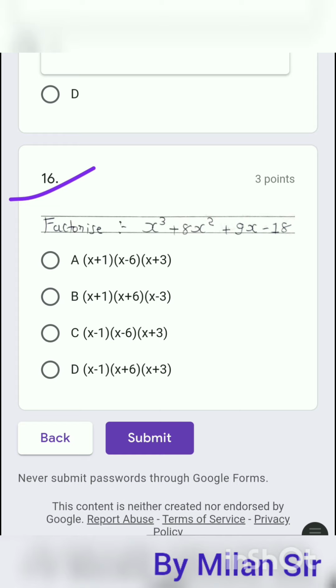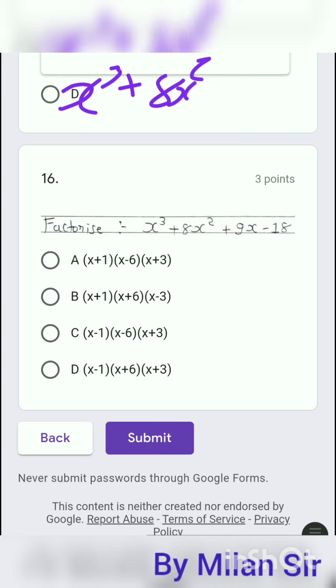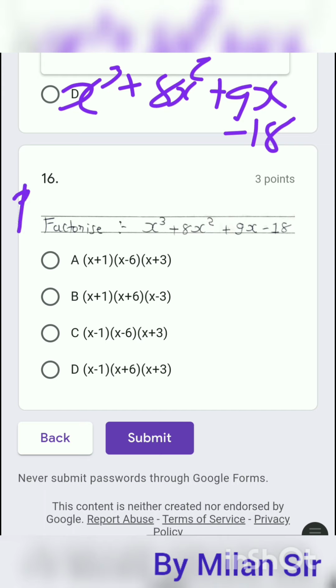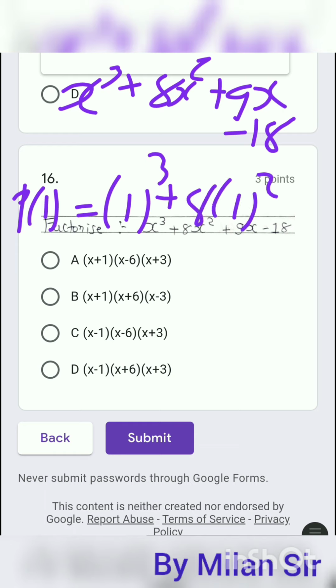So here we have the polynomial x cube plus 8x square plus 9x minus 18. Now if we put 1 in place of x, we get 1 cube plus 8 into 1 square plus 9 into 1 minus 18.